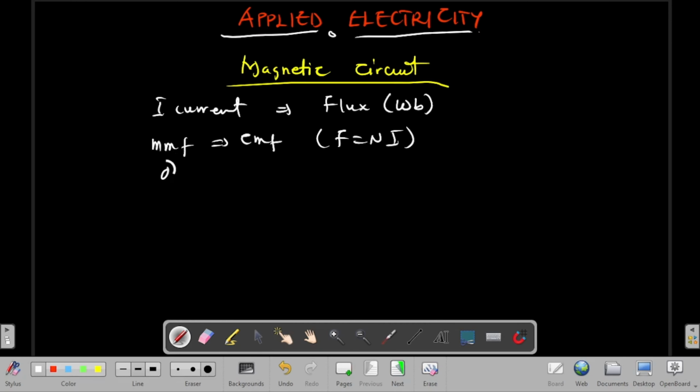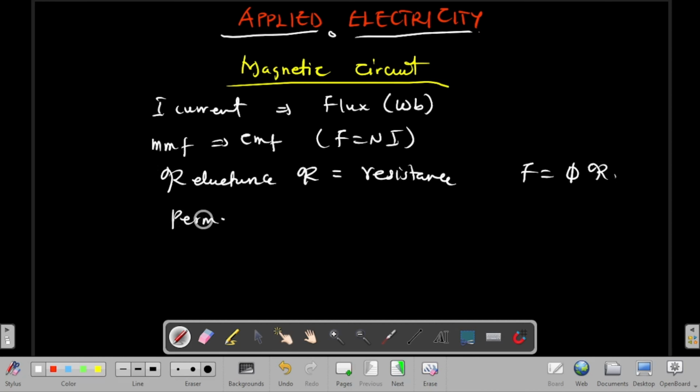Then we have what you call the reluctance, and it's represented as this R, right? So reluctance is the same as our resistance. Therefore, by Ohm's law, F is equal to our magnetic flux times our reluctance.